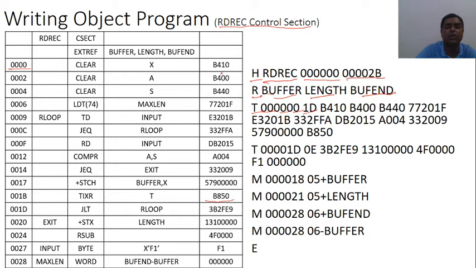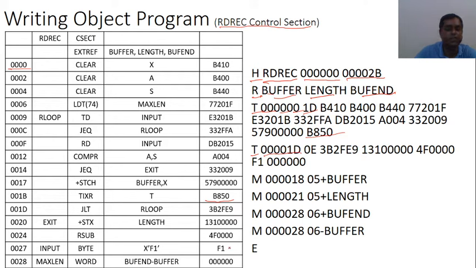Now our task is to write the object code from B410 to B850. It is written B410, then B400 and so on, and the last object code is B850 until this point. Now the next text record will start from 001D. You can see here 001D, this one. So T in the first column, then 00001D.